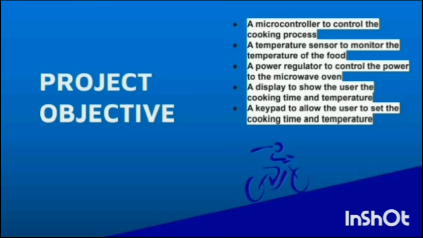Next, project objectives: a microcontroller to control the cooking process, a temperature sensor to monitor the temperature of the food, a power regulator to control the power to the microwave oven, a display to show the user the cooking time and temperature, and a keypad to allow the user to set the cooking time and temperature.